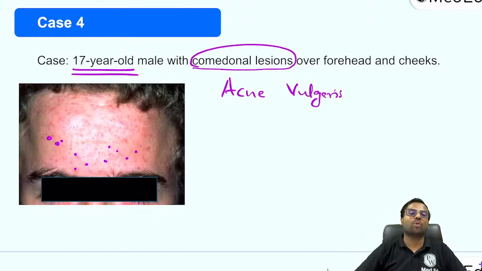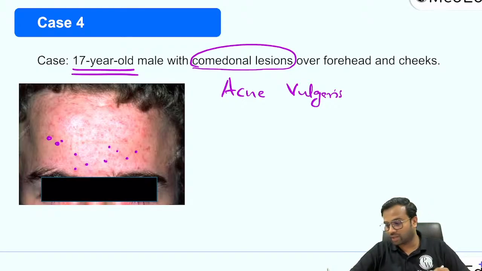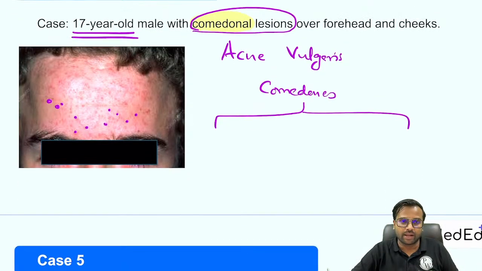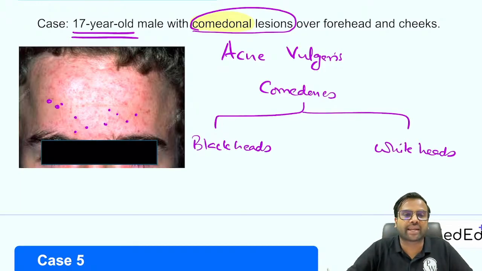So let's see what happens here. Why do I say that this is acne vulgaris? Because of this term called comedonal lesions. Because with comedones, there are two types of comedones which we can see, and these are called the blackheads and the whiteheads.